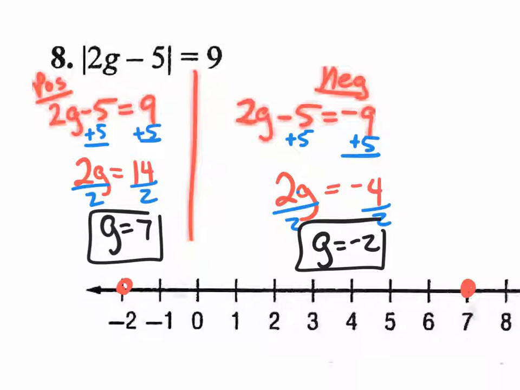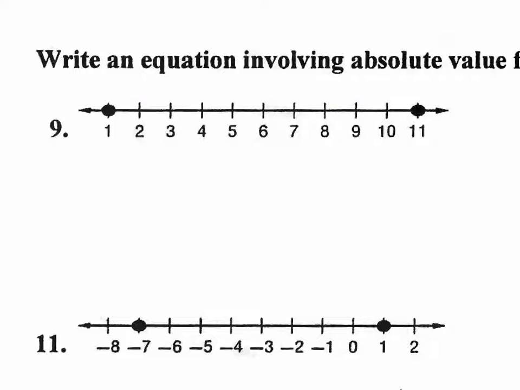Let's move on to number 9. Now we finally get to write an equation. Not solve the equation, but write an equation. Right here they actually give you the answers. This answer is 1, this answer is 11. And they want you to write an equation when they give you those two answers of 1 and 11.